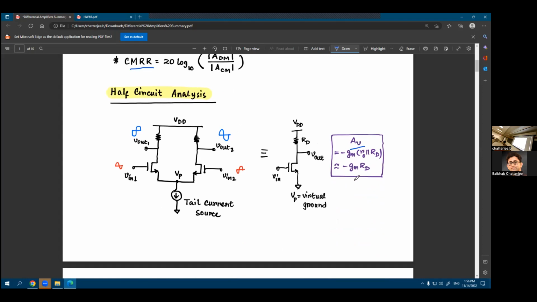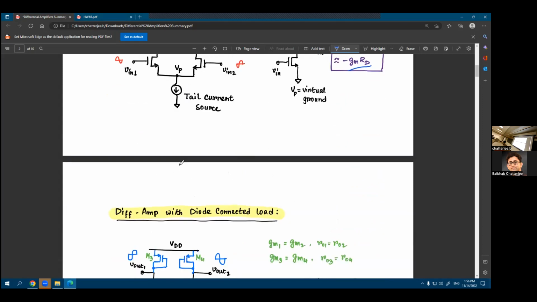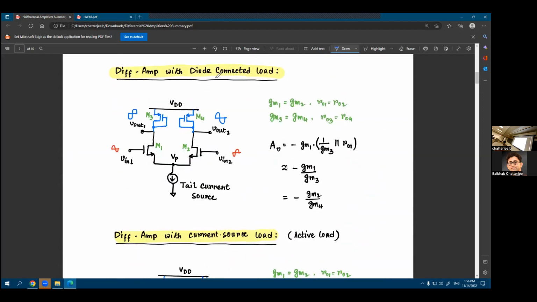So your gain is nothing but minus GM times RD, if you represent it as a common source amplifier in a single-ended fashion. That's a half circuit of the differential version that we are showing on the left. If you have a differential amplifier with diode connected load, then instead of minus GM times RD, the RD, or the load connected to the drain of your M1 transistor, becomes the resistance that you see looking at the drain of this diode connected transistor. Remember that this is a diode connected PMOS transistor. We are connecting the drain to the gate.